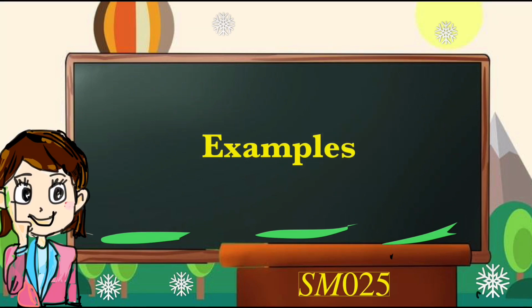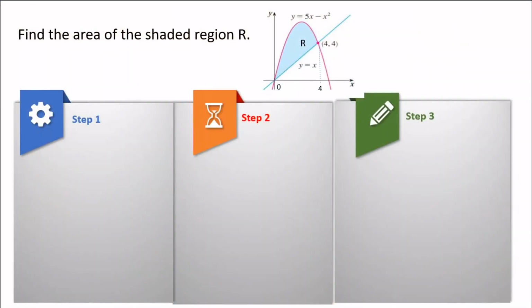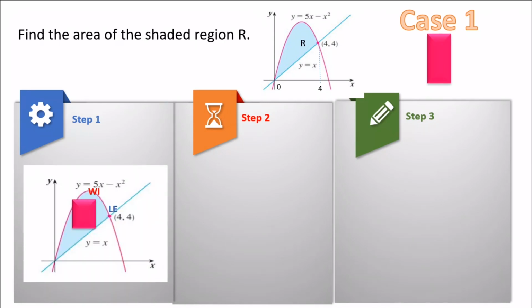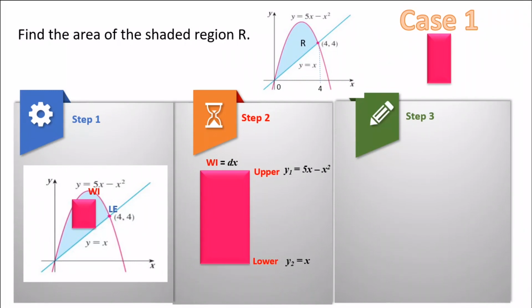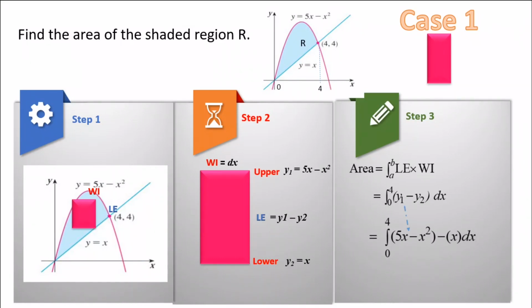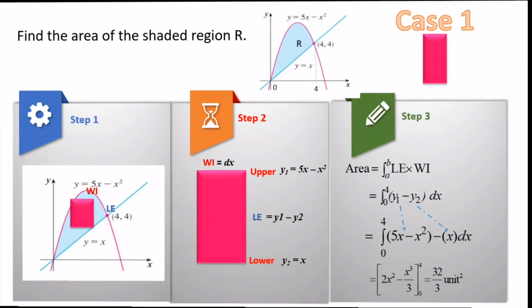Let me show you with these two examples. Case 1, we use the vertical Levy block for the x boundary. So step 1, we locate the Levy block vertically. Step 2, we decide the function, length and width. So length is the upper function subtracted by the lower function, and width is dx. Step 3, we rewrite the formula for area as length times width. After that, we integrate and get the answer for the area.